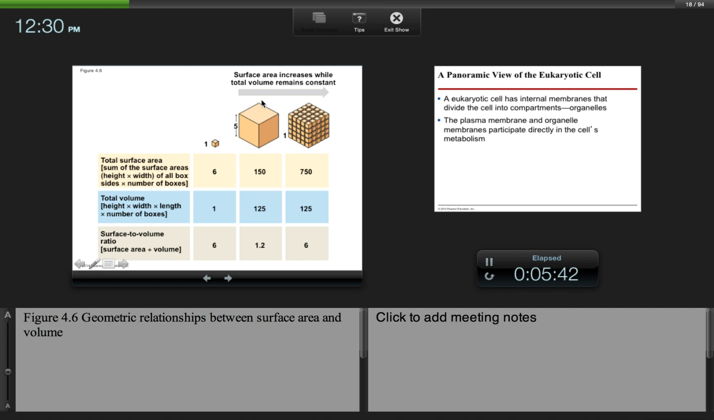As the box or the cell increases, what happens is the volume increases at a higher rate than the surface area does. So that leads to a much smaller surface area to volume ratio. That's bad for the cell. The cell can't get stuff in and get stuff out to satisfy all the metabolic requirements of the cell. So what would have to happen is that cell would need to divide into many smaller cells.